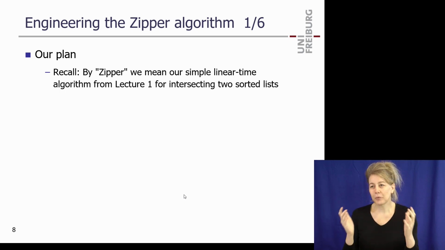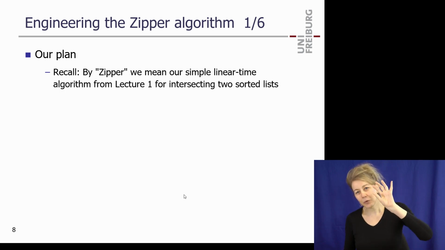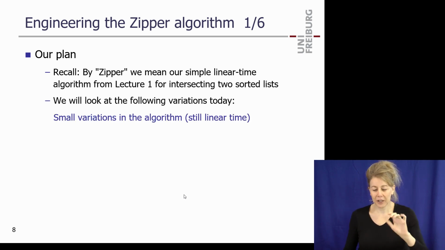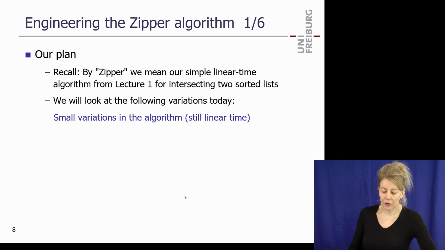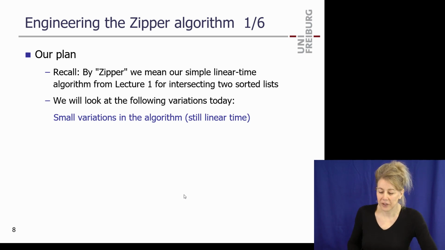Before we go to the more complicated algorithm, let's take one basic algorithm, even a simple one, and try all kinds of tricks. What kind of tricks will we try? All kinds of variations in the implementation and the algorithm. You will see in a second. But it's still all zipper.